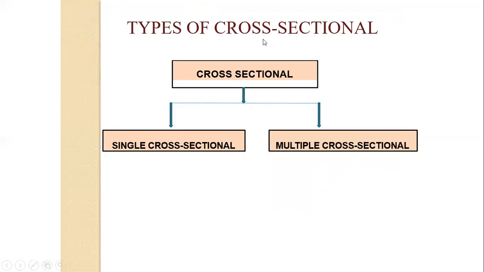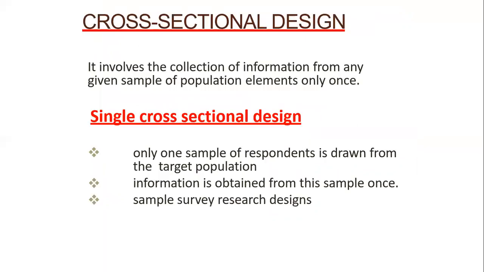And it has two types. One is single cross-sectional and another one is multiple cross-sectional. So when we look at a single cross-sectional, it involves the collection of information from any given sample of population elements only one time. So that is the single cross-sectional design. So one sample of respondents is drawn from the target population, not multiple. So the information obtained from this sample is obtained at once. So this is the sample survey research design.